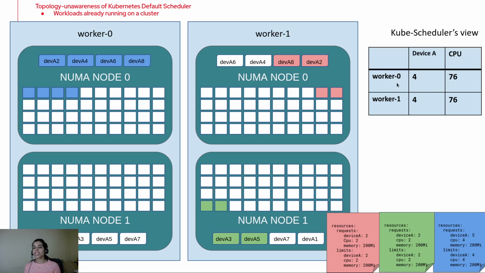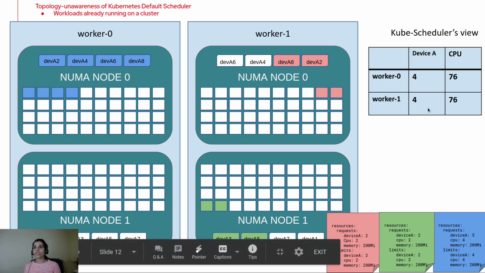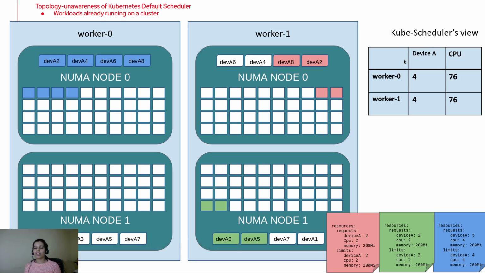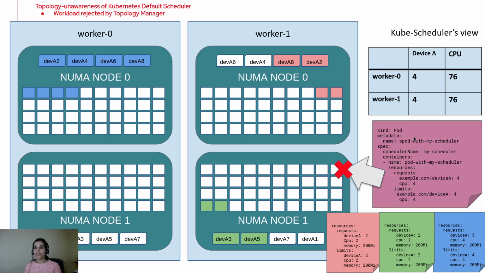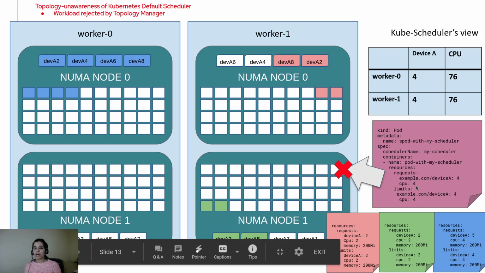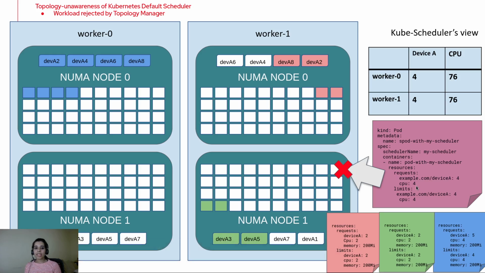We see that there are four instances of device A available on both nodes and 76 CPUs available on both nodes. So from the scheduler's point of view, it sees both nodes as exactly the same, especially from a resource point of view. When a pod requests four instances of device A and four CPUs, it's a completely valid decision, and the scheduler finds worker one a perfectly valid candidate for scheduling the pod.